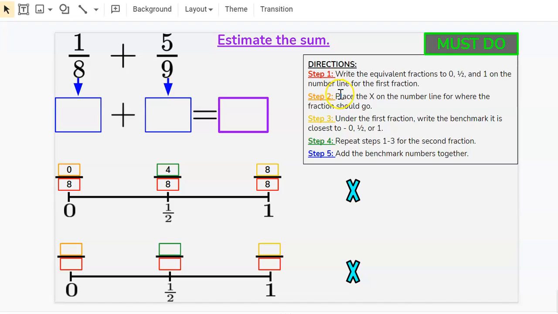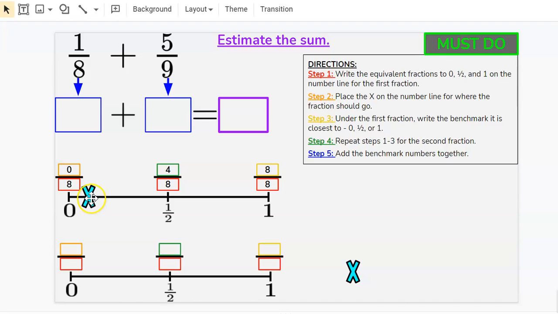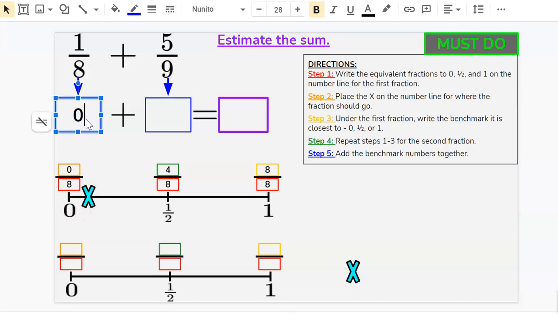Then it says place the x on the number line for where the fraction should go. So here's my x. If I look here, I know that 1/8 is going to be between 0 and 4. If I were to split this into 4 pieces, I can visualize that and I can say 0, 1, 2, 3, 4. So 1/8 is going to go right about there. And I can see that that is closest to 0. So right here, I'm going to put a 0.